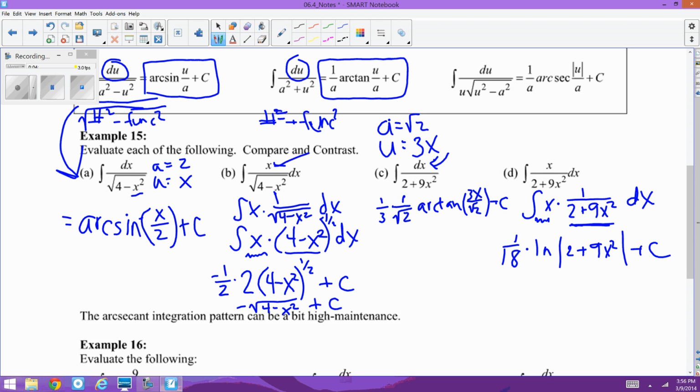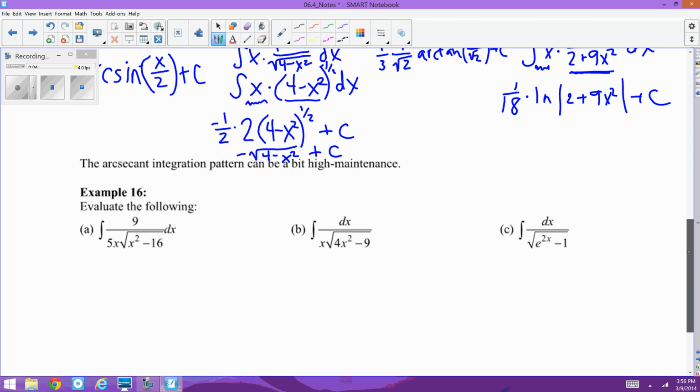So sometimes when you have these quotients, it will be inverse trig, and sometimes it won't. So you have to be flexible enough with your integral abilities to hit any of these. Now the arcsecant, let's leave it at that.